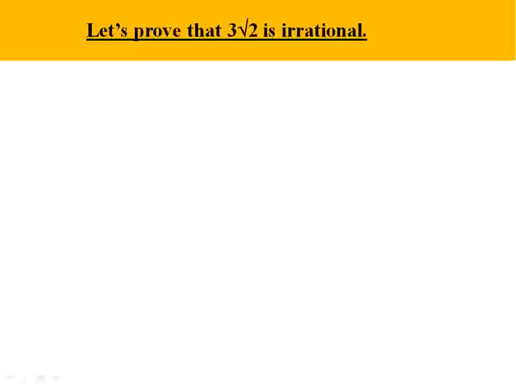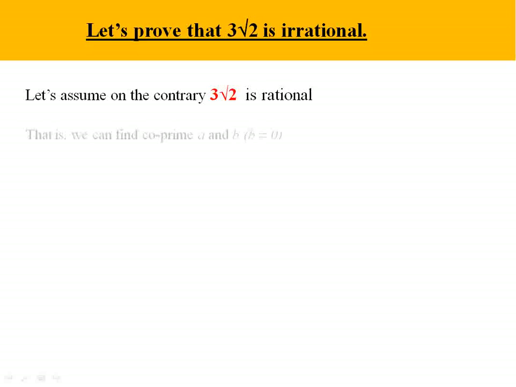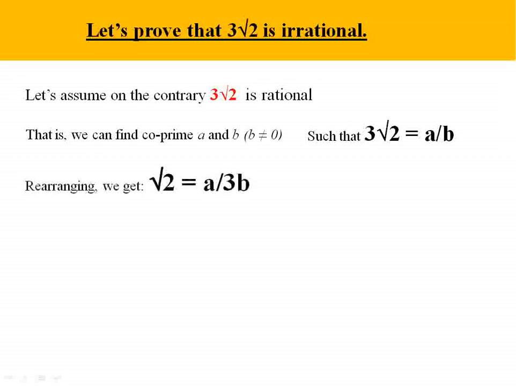Let's prove that 3 root 2 is irrational, or for that matter, any rational number into an irrational number is irrational. Let's start by assuming that 3 root 2 is rational, which means that we can find co-prime a and b where b is not equal to 0 such that 3 root 2 is equal to a divided by b. That means root 2 is equal to a divided by 3b by taking 3 on the denominator of the other side.